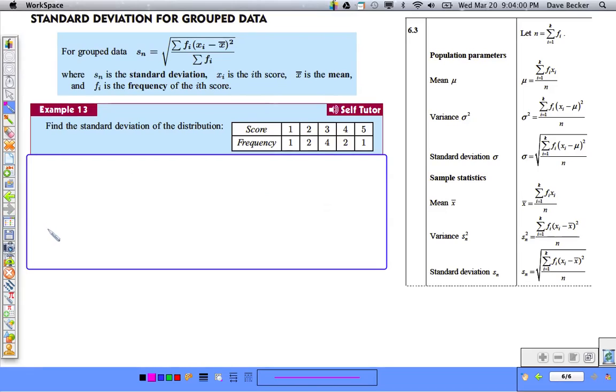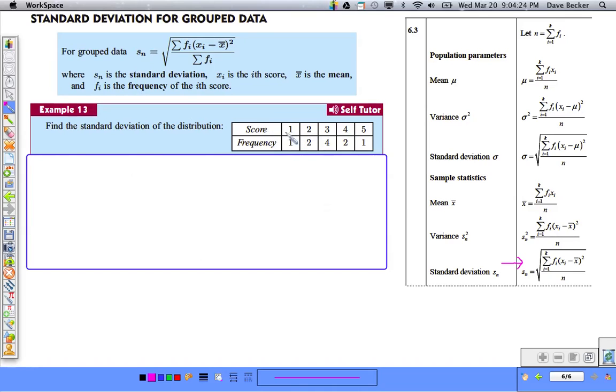Okay, one last example. Standard deviation for group data is given by this nasty formula, which is the same formula that is right here on your formula sheet. Okay, what does all this mean? Okay, that's group data. That's like a frequency table. Here's an example of group data.